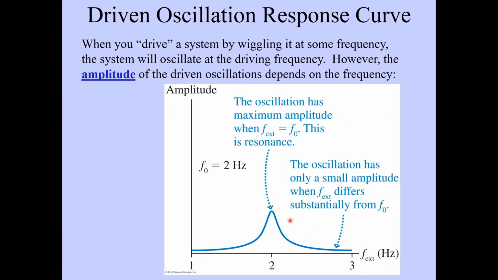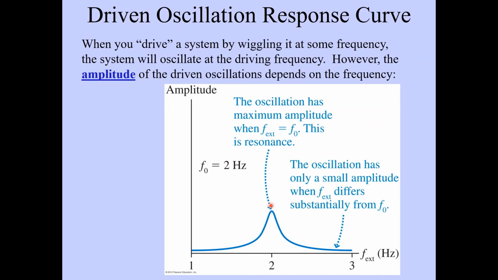Now, the system has a natural frequency of 2 hertz in this example. So f naught is 2 hertz. This would be the frequency of the system if it was just by itself and bouncing back and forth. But now we're going to drive the system externally by pushing the system at 1 hertz, and you can see that the amplitude is very small. But look what happens as we approach the natural frequency of the system. As we get to 2 hertz, we reach a peak.